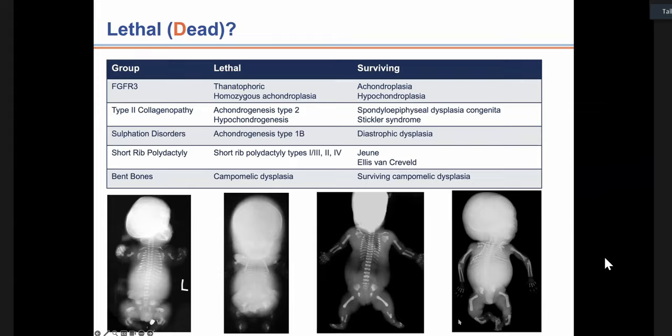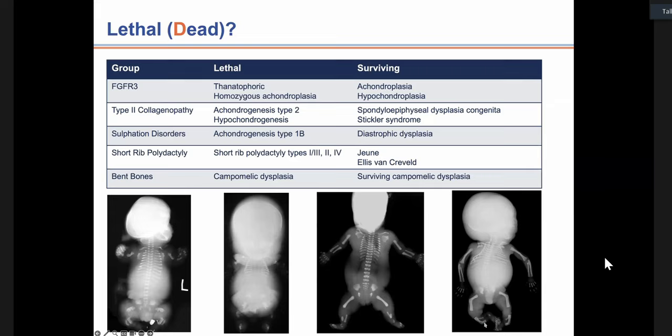And then finally, here is campomelic dysplasia. Camp means bent, and you see the bowing of the femur, junction of proximal 1/3 and distal 2/3, which is the opposite of the tibia, which is the junction of the proximal 2/3 and distal 1/3.